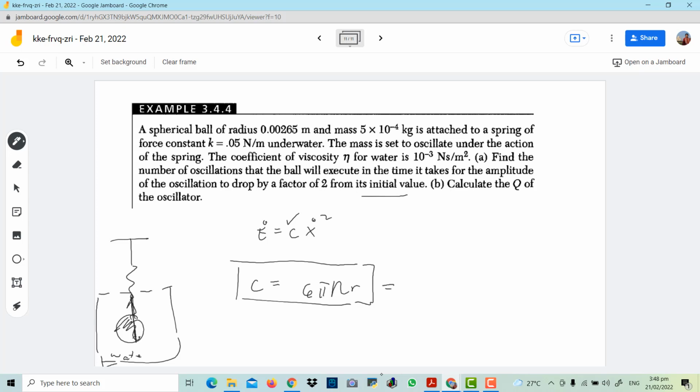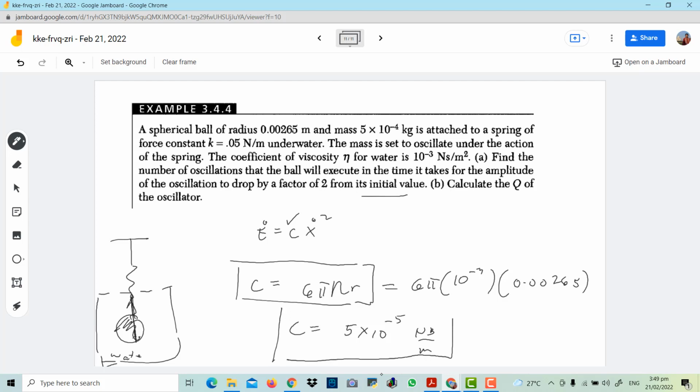If you solve this, it is 6 pi times 10 to the minus 3 times r, which is 0.00265. What you will get is the constant equal to 5 times 10 to the minus 5. The unit is Newton second per meter. Okay? So we can already solve for C. Because take note, gamma is related to C, right? Gamma is related to C. So once we solve C, we can solve gamma. And because your amplitude is also related to gamma, we need to solve for C first. Okay? So, that's my C.